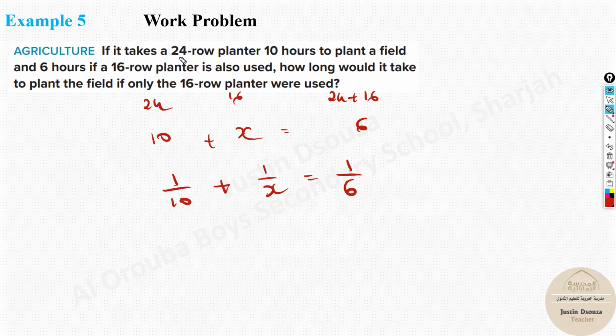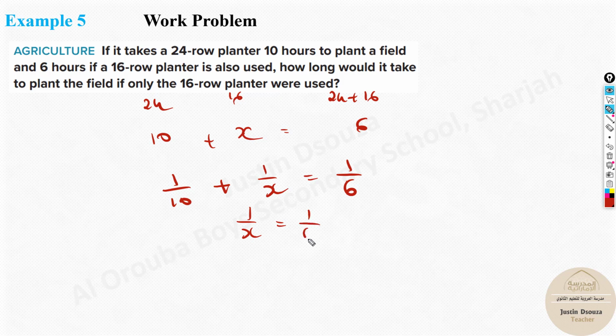This 1 by 10 is the amount of unit for the 24 row tractor planter to do on its own, because it takes 10 hours on its own. Whereas if we add these both, we know it will take, sorry, 6 hours. But now we don't know how much it is alone for the 16 row planter. This is the equation. Now all you need to do is simplify.